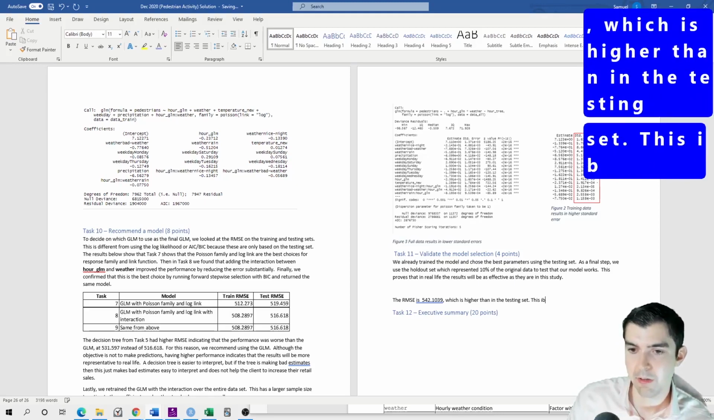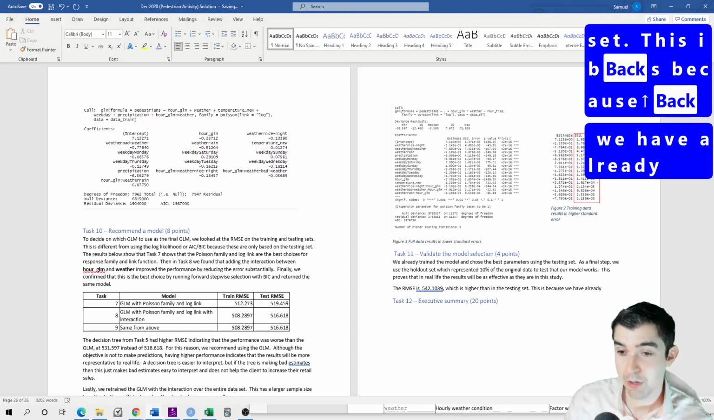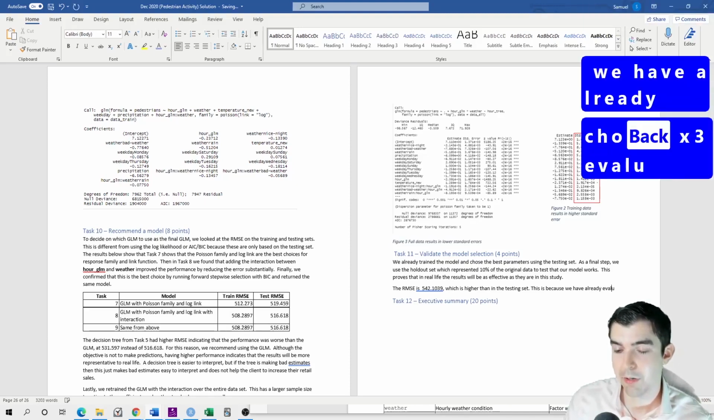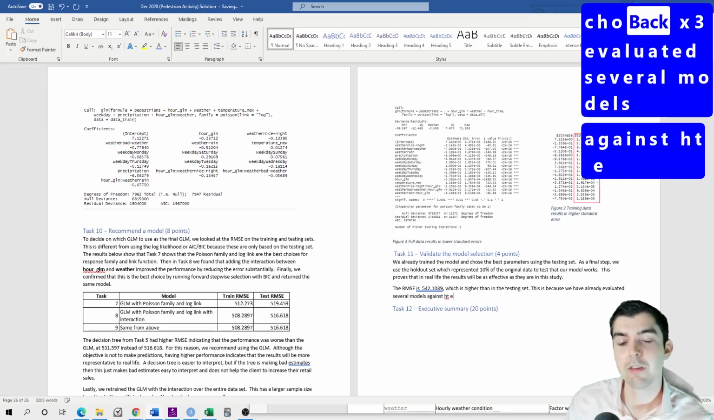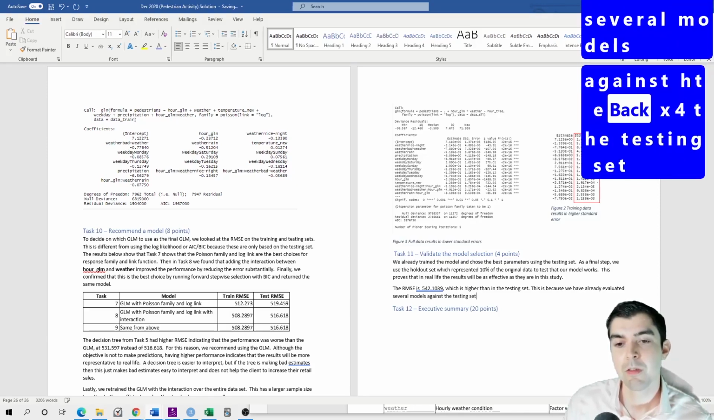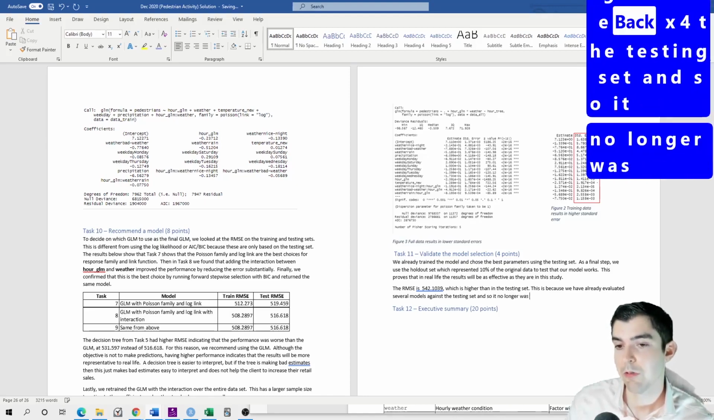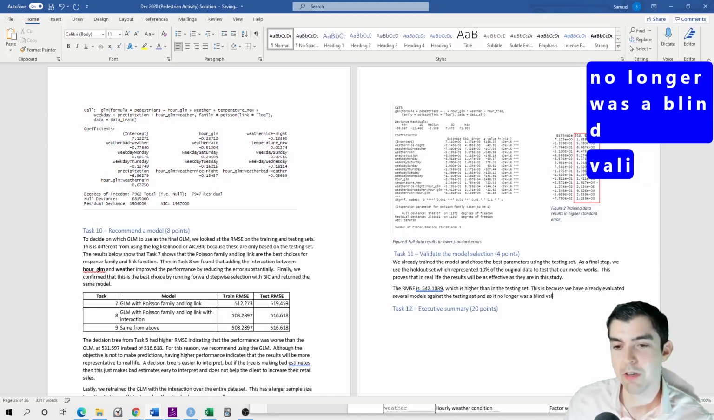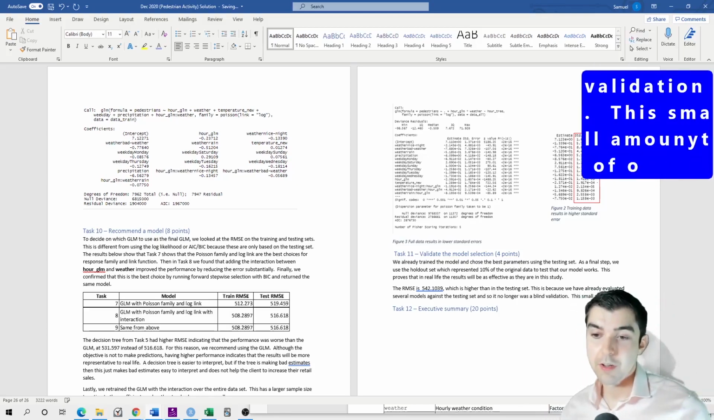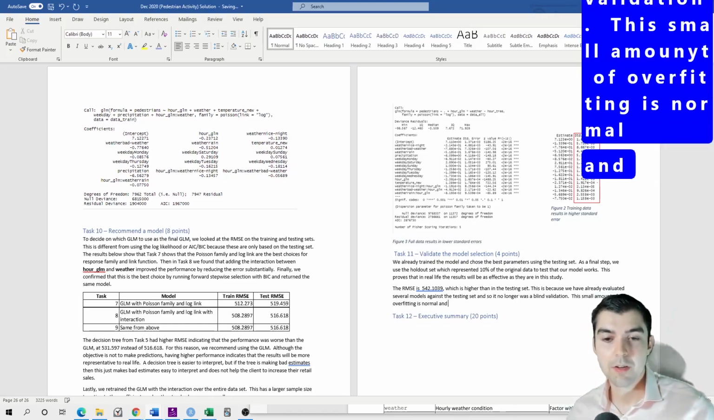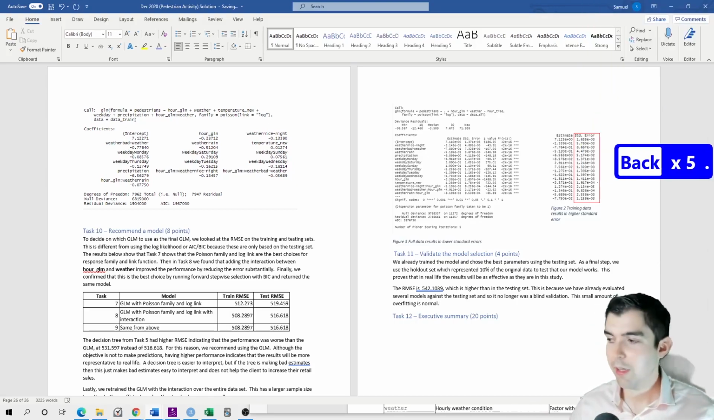This is because we have already chosen, evaluated several models against the testing set, and so it was no longer a blind holdout validation set. This small amount of overfitting is normal and that's enough. Okay, finally we get to the executive summary.